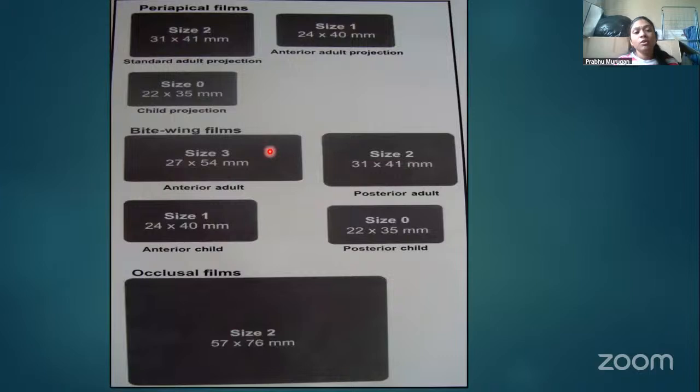Yeah, this was the older one. I think this picture was taken from a very old textbook of White and Pharoah. So it had different types of X-ray film for different projections. Like for adults, anteriors; for child, it was different. And then anterior adult also was different for bitewing radiographs. Now occlusal, I think the size was almost the same, 57 into 76. Just remember the sizes. They can ask in MCQ sometimes.